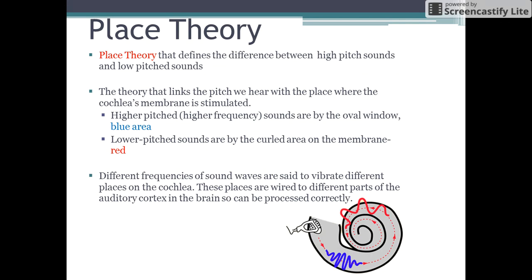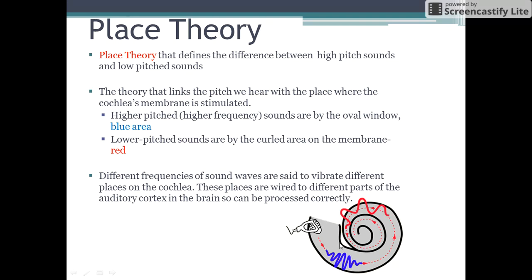The first theory we're going to look at is place theory. Place theory is defined to help us understand the difference between high-pitched sounds and low-pitched sounds. It's a theory that links the pitch we hear with the place in the cochlea where it's stimulated. So what they believe with place theory is there's different areas in the cochlea that are impacted that help us understand what the pitch is.